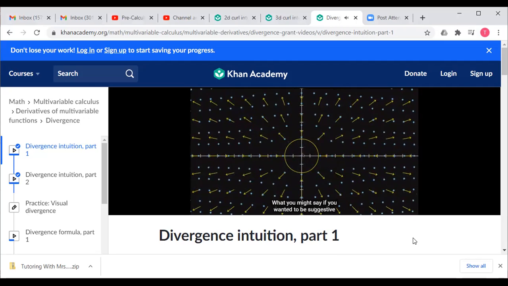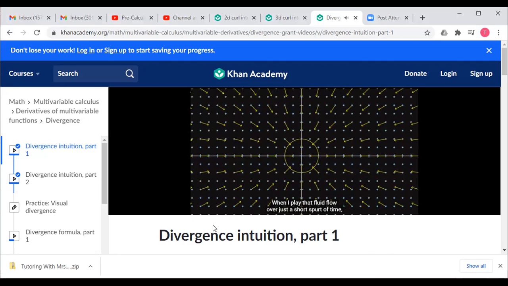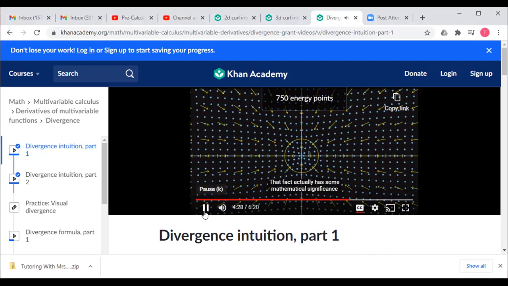And what you might say, if you want it to be suggestive of the operation that I'm leading to here, is that the water molecules tend to diverge away from the origin. So the divergence of the vector field near that origin is positive. And you'll see what I mean mathematically by that in the next couple of videos. But if we were to flip all of these vectors around, now if I were to ask about the density in that same region around the origin, you can probably see how it's going to increase. When I play that fluid flow over a short spurt of time, the density in that region increases. So these don't diverge away, they converge towards the origin. And that fact actually has some mathematical significance for the function representing this vector field around that point.